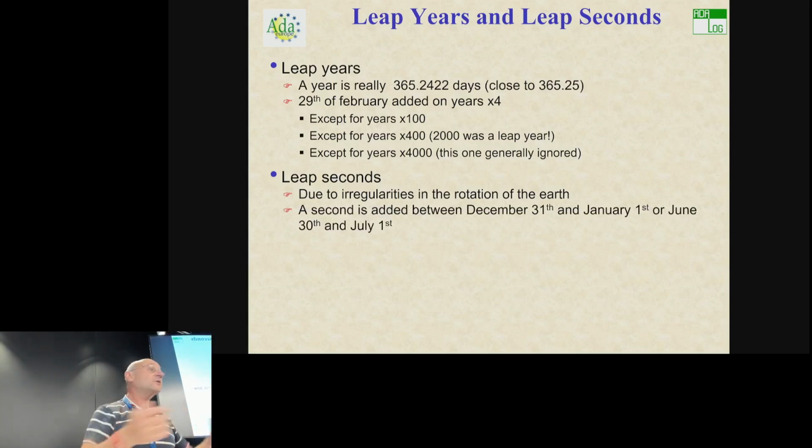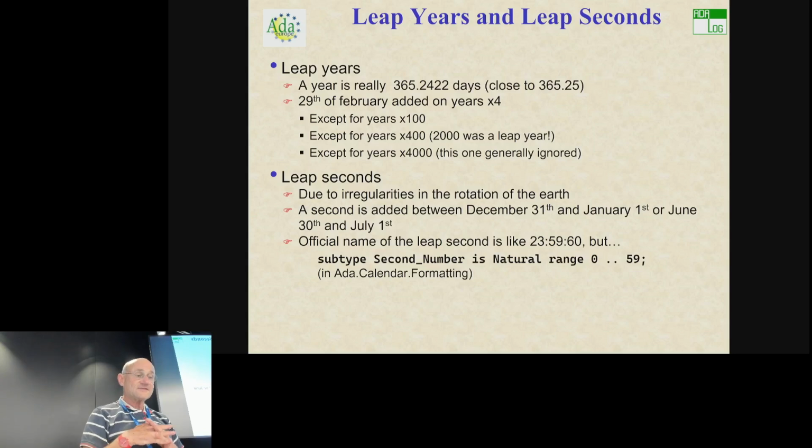So, what is called a leap second is added either between the 31st of December and the 1st of January, or at the end of June. And sometimes the International Bureau of Times decides to add 1 second. I think there have been times where they even subtracted 1 second because there are various reasons of irregularity. So the official name of that second is 23:59:60. But in Ada, we have a subtype second number that ranges from 0 to 59. So that 60 would cause a constraint error. So the leap seconds in Ada are treated specially.